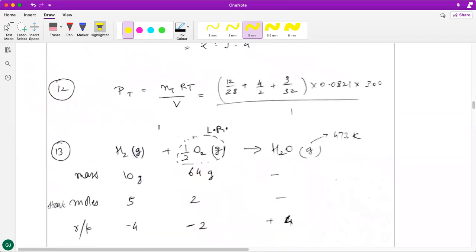Right. 12th question, as I was saying, it's a simple question. It just talks about the total pressure. For the ideal gas equation for a mixture of gases, the total pressure is equal to total moles into RT upon V. And we quickly calculated the total moles based on the mass that is given and got the answer.